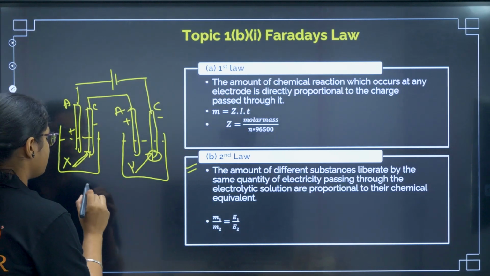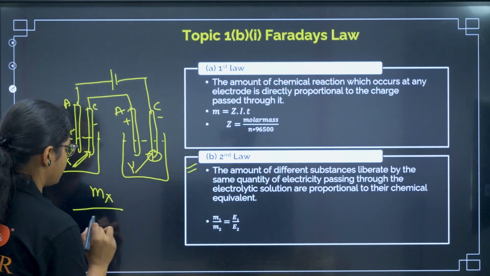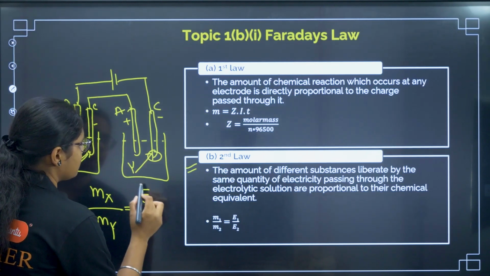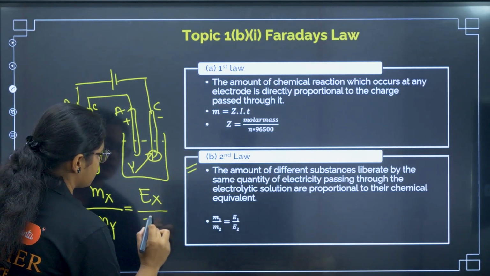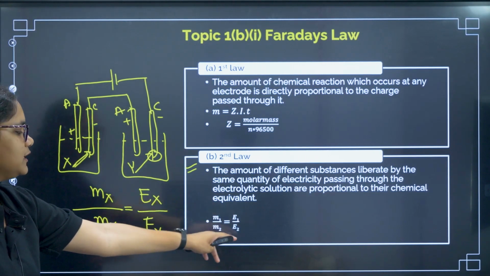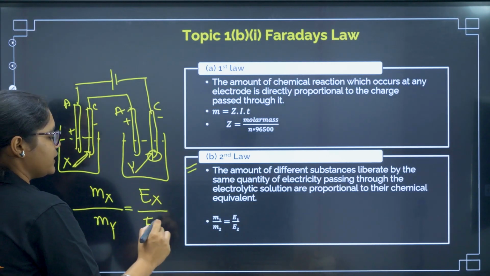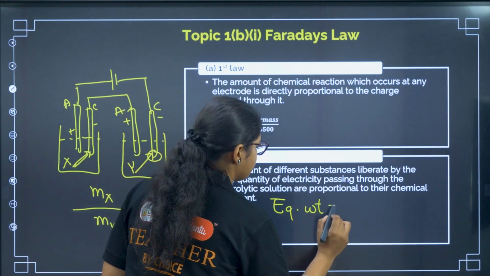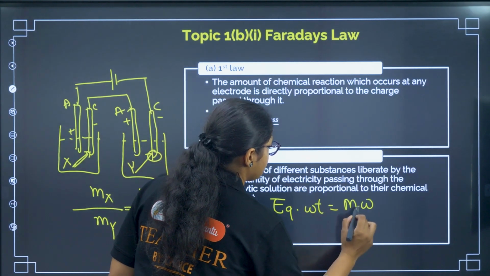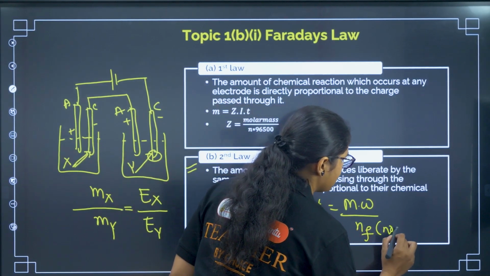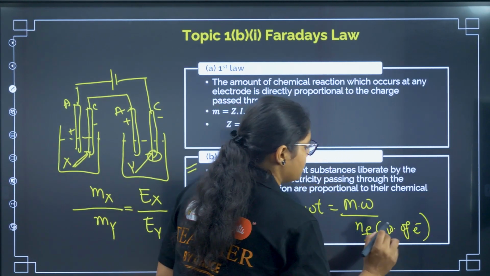So what does it tell? The mass of X deposited by the mass of Y deposited is proportional to or equal to the equivalent weight of X by the equivalent weight of Y. So M1 by M2 is equal to E1 by E2. Now how do we calculate this E or the equivalent weight? Equivalent weight is nothing but molar weight by N factor. What is this N factor? Again, the number of electrons used, right?